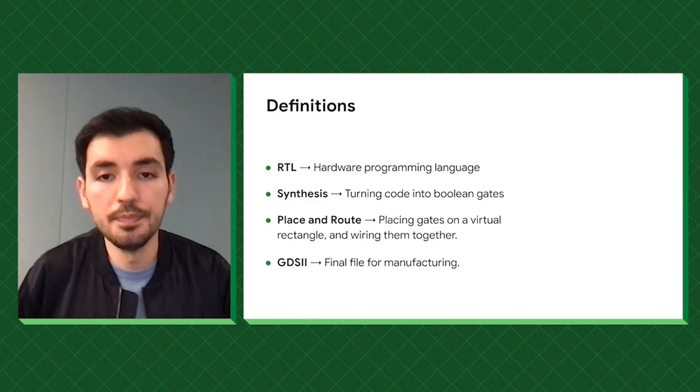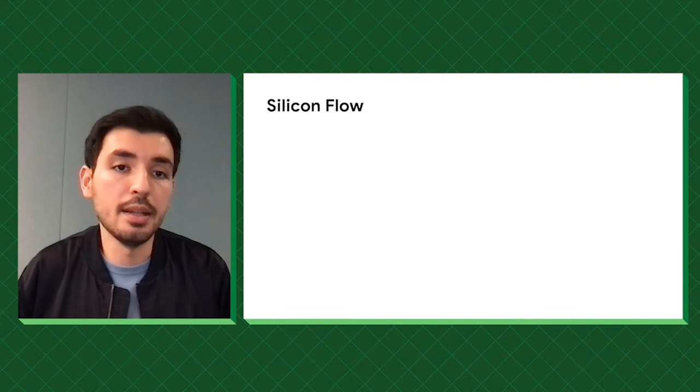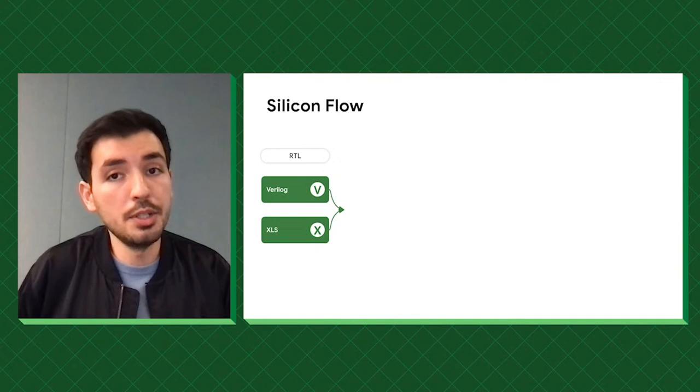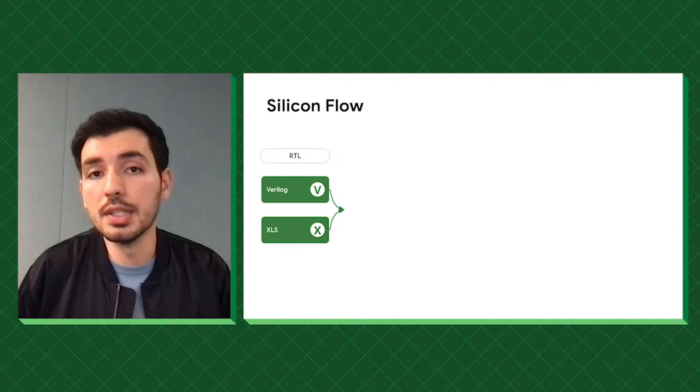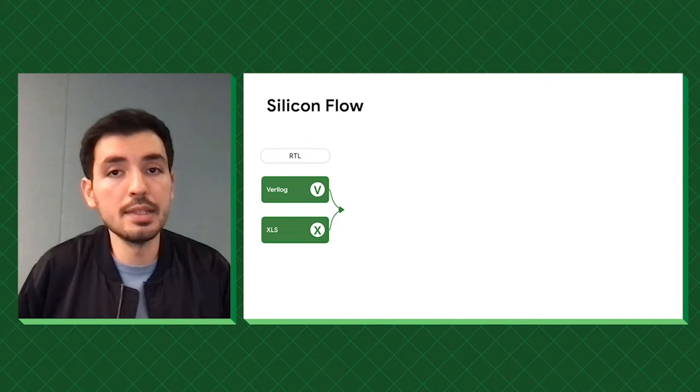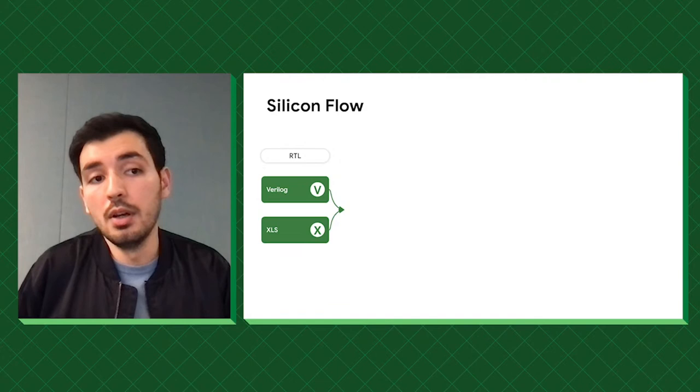So graphically, this is what the flow looks like today. You start with your RTL, which we support two of today. Verilog, which is a very industry-tested solution that's been used for many, many years. And XLS. XLS is Google's high-level synthesis tool. And this lets you actually write and build hardware in C++ or Rust-like syntax. And this might be more familiar to software engineers who haven't worked with hardware as much in the industry.